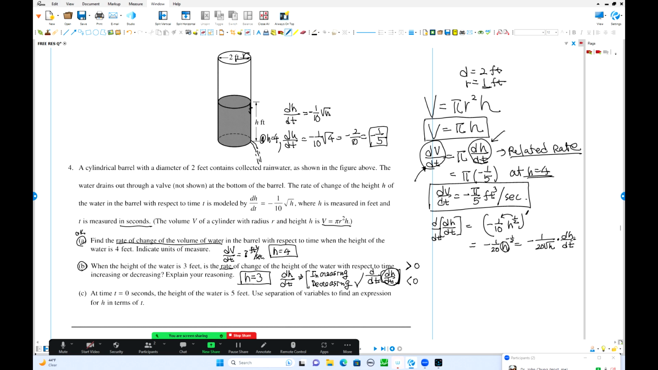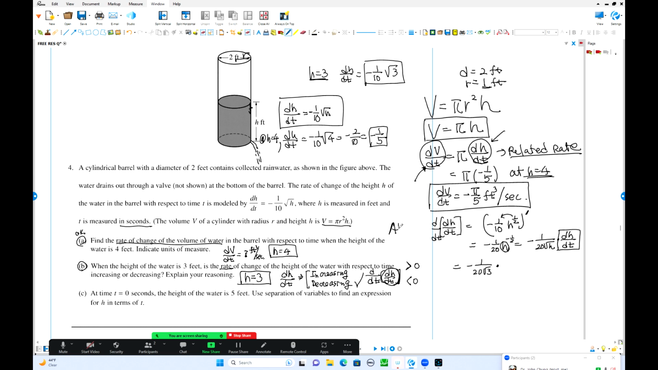Yeah, that's what I missed. This is a big mistake. Don't forget this, because h is a function of time. All right, so when h equals 3, we have to find this one. Put the number 3 there: minus 1 over 2 square root 3. We're going to find dh/dt when h equals 3. dh/dt equals negative 1 over 10 square root 3.